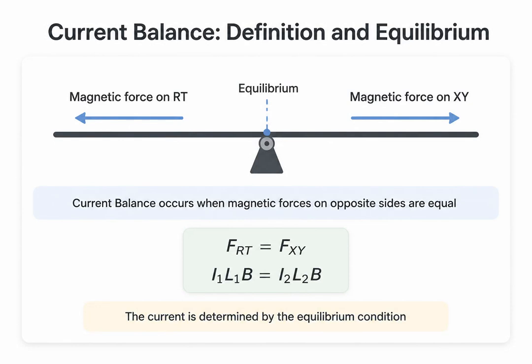Current balance is a fundamental concept in electromagnetism. It occurs when a current-carrying conductor is placed in a magnetic field and reaches equilibrium, meaning the magnetic forces acting on opposite sides are perfectly balanced. Think of it like a seesaw. When the forces on both ends are equal, the beam stays level. In this case, the current is determined by analyzing the equilibrium condition. The magnetic force on one segment, labeled RT, equals the magnetic force on the other segment, XY. This principle is expressed mathematically as I1L1B = I2L2B, where I is current, L is length, and B is the magnetic field strength. This method is considered absolute for determining current values based on fundamental physical quantities.